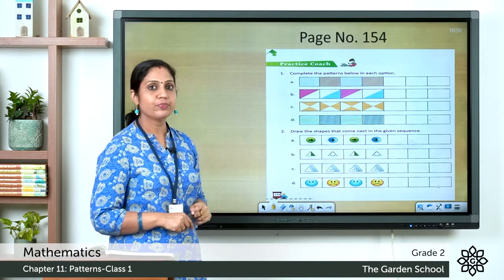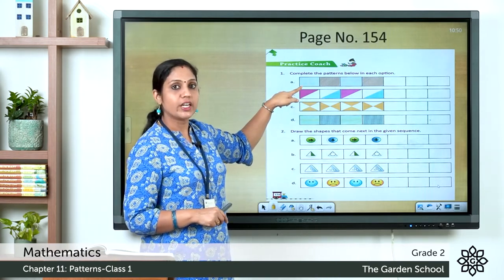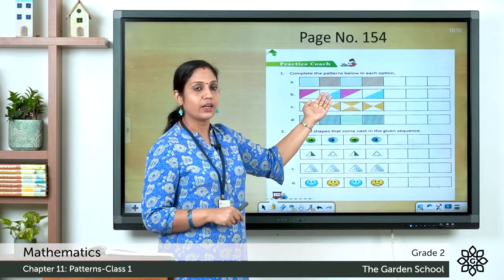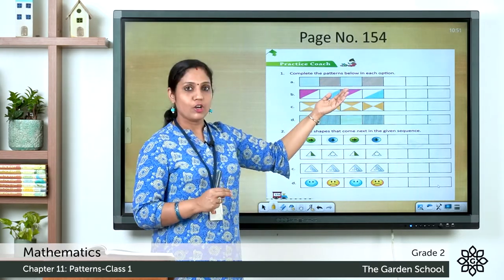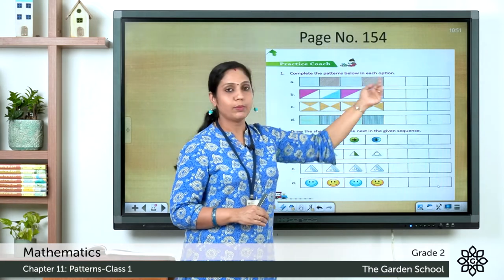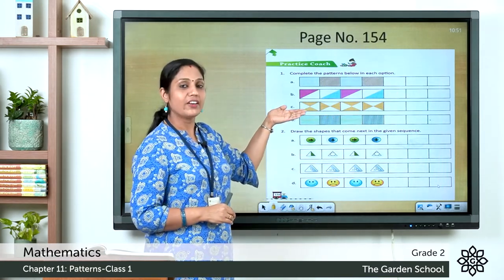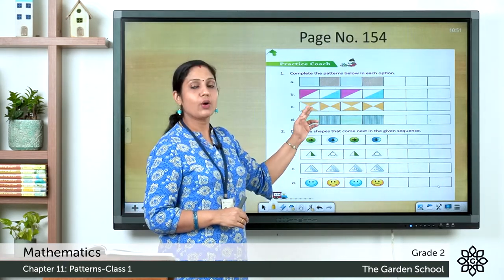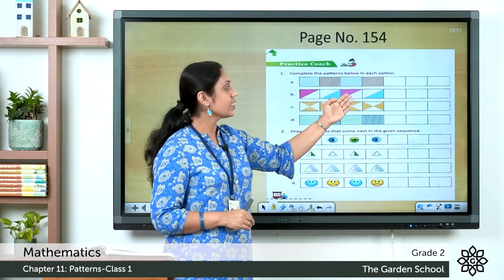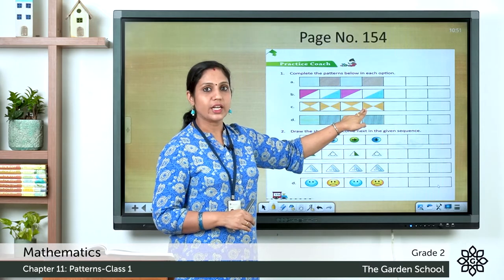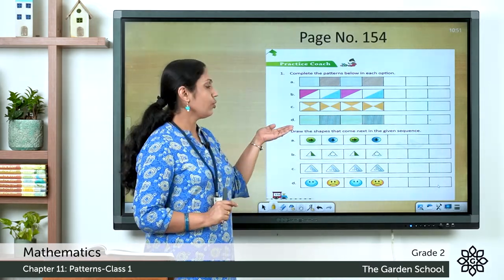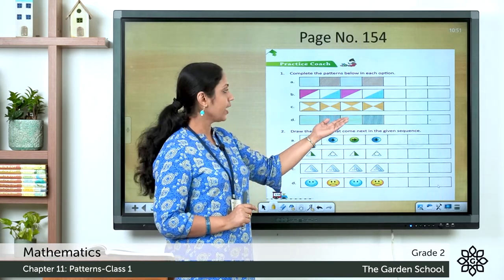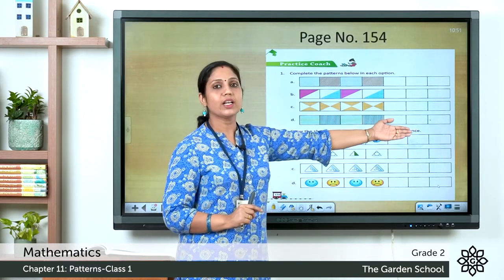In the next one you can see that a triangle is being shaded. The upper part is shaded in pink color, and in the second one the lower part is shaded in blue color, and in the third picture again the upper part is shaded, in the fourth one the lower part is shaded. Now we have to complete the sequence. In the next, you can see in a rectangle two upside triangles are drawn. In the second one triangles are drawn sideways, and again upside triangles, again triangles side to side. Now you can complete the sequence also. In the fourth one, you can see horizontal lines are given in the first, vertical lines in the second, again horizontal lines, vertical lines. So complete the sequence accordingly.